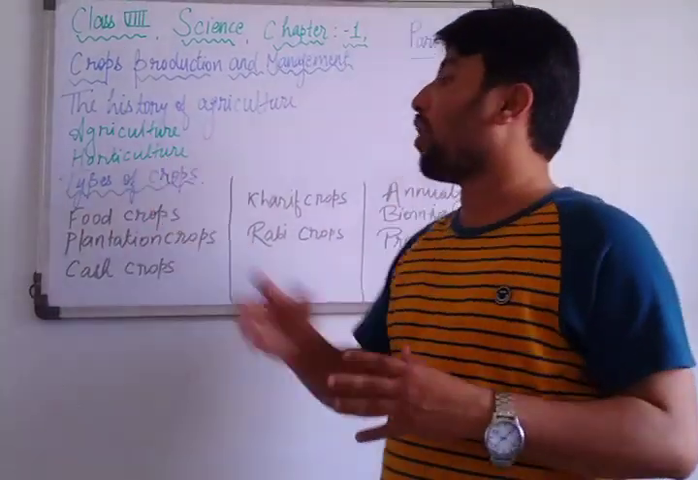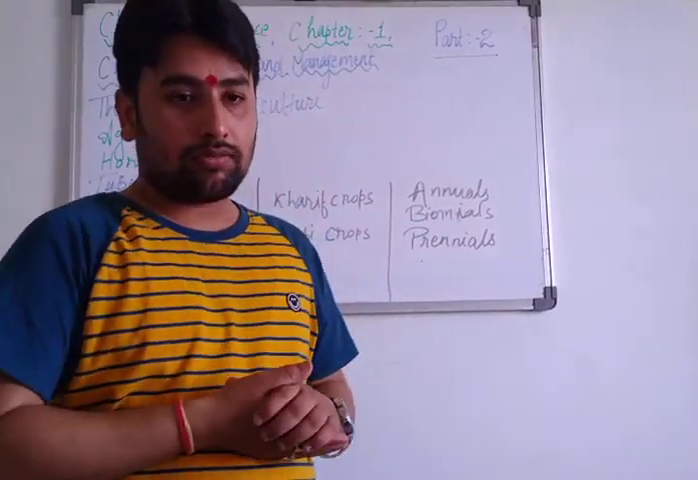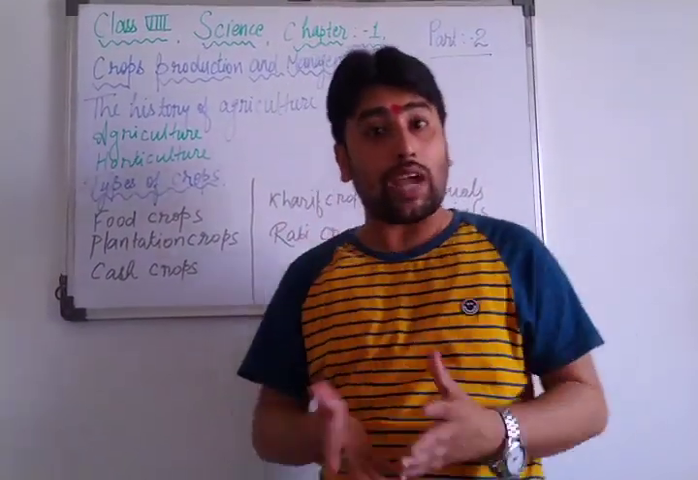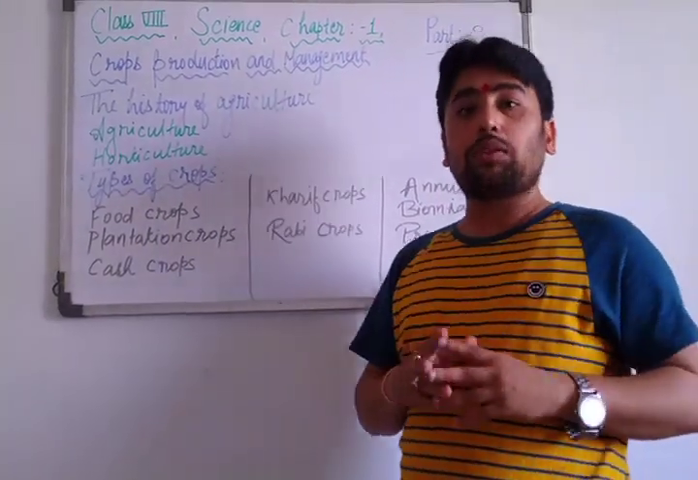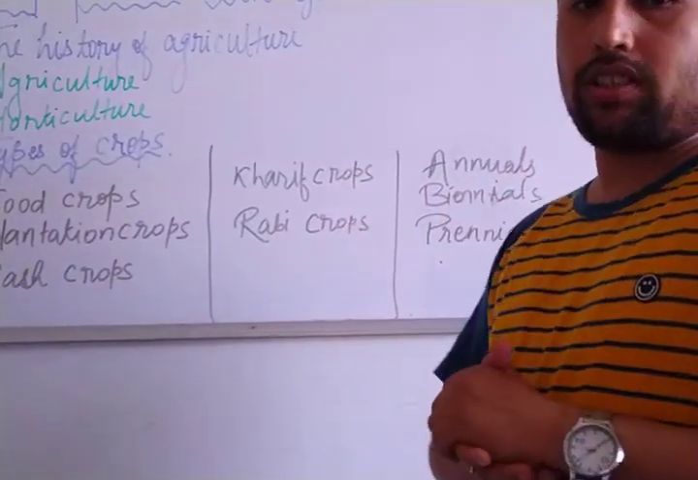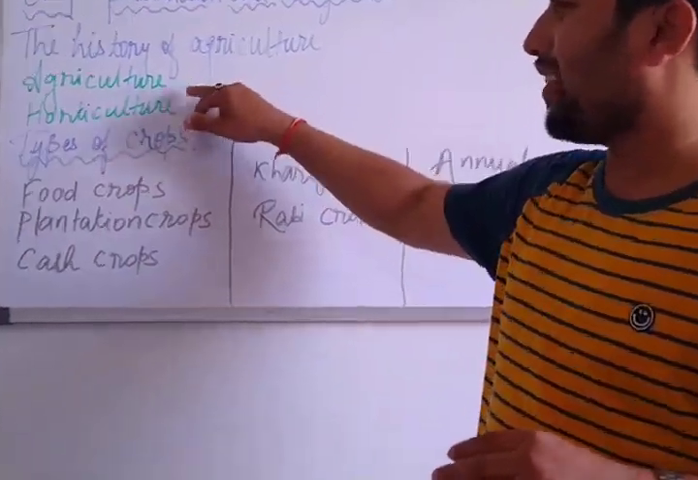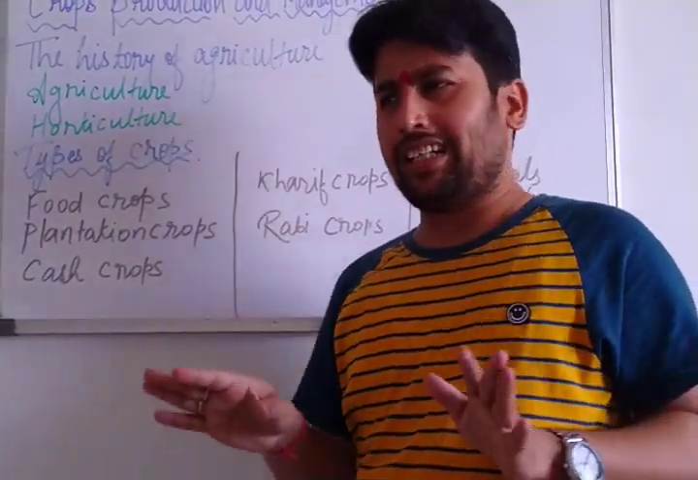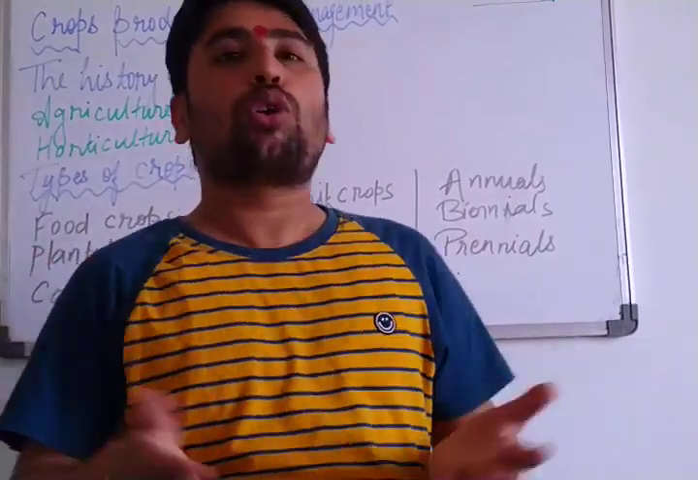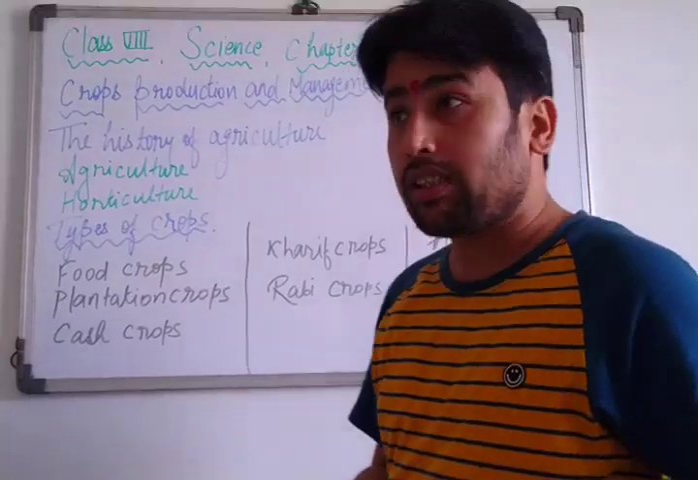Now the second topic is horticulture. Have you heard this word anytime? What is horticulture? Horticulture is the branch of agriculture that deals with the cultivation of fruits, vegetables, flowers and ornamental plants. See, it is the brother of agriculture. Agriculture means growing of crops, but here it is growing of fruits and growing of vegetables.